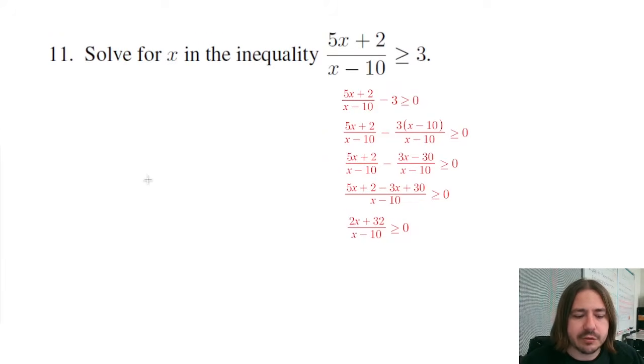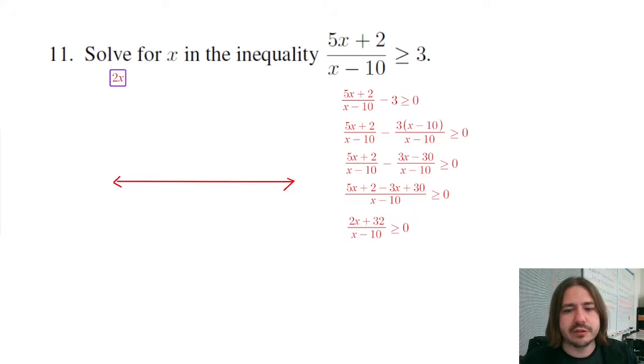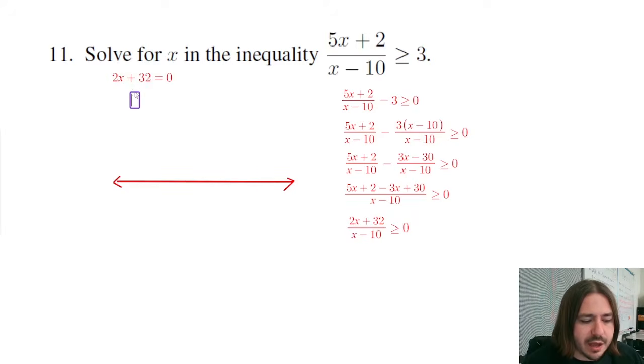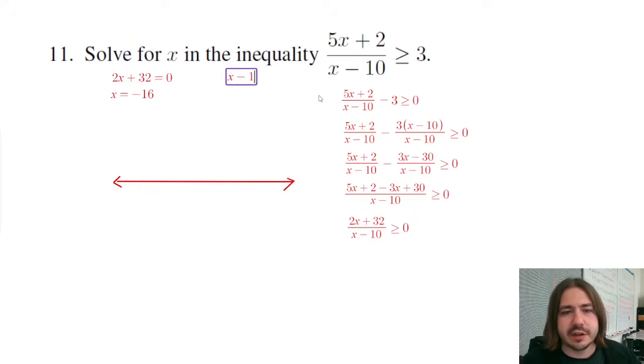And the way I like to keep track of that is with a number line. And so I'm going to draw a number line here and mark the values that make either the numerator or the denominator 0. So the values that make the numerator 0, like if I put 2x plus 32 equal to 0, I'm going to get x equals negative 16. If I set the denominator equal to 0 and solve that equation, I'm going to get x equals 10.